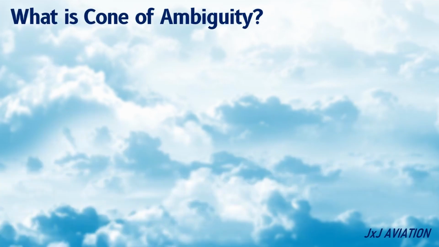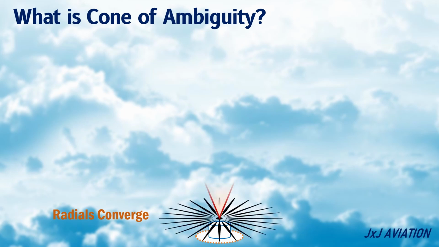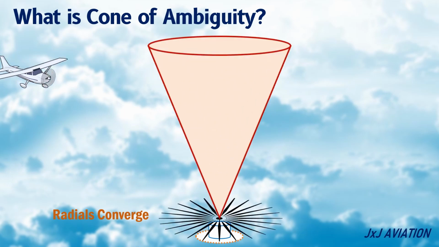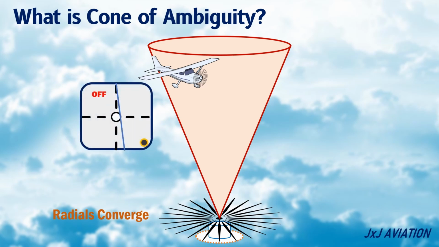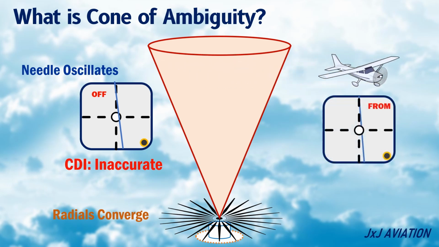What is the cone of ambiguity? When flying towards a VOR, the radials will converge, which means the course deviation indicator will become inaccurate. The needle will oscillate rapidly, and an OFF flag may appear for some time. After crossing this cone, the FROM flag will appear and the needle will become steady.